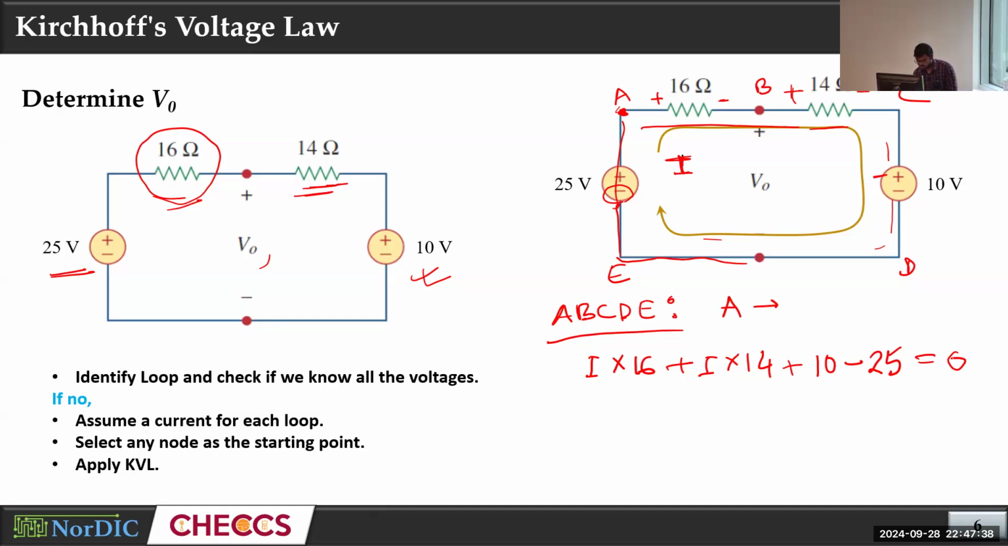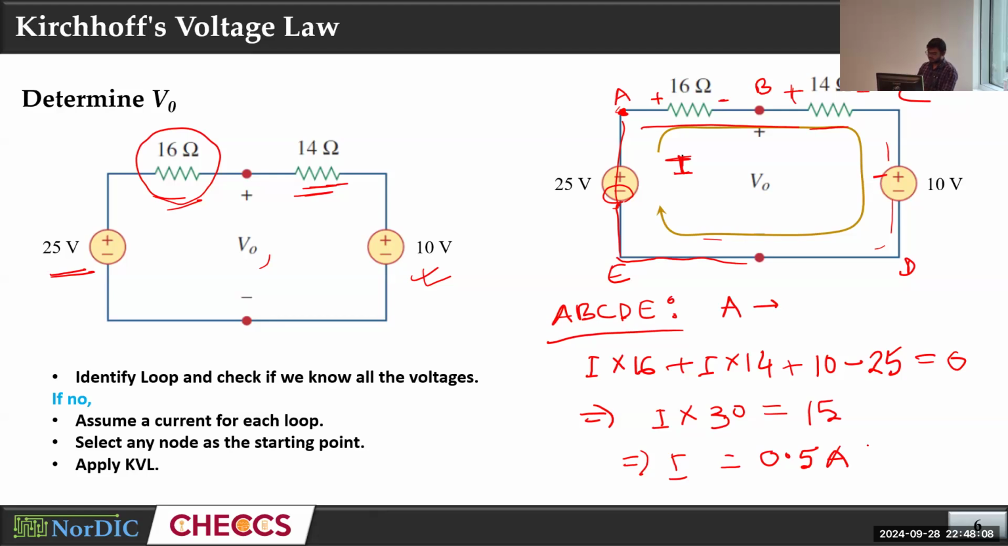From this equation, what can you calculate? I. So from this, we'll have I into 30, and minus 50 will go to the other side, so it will be 15 on the right side. So I will be 15 by 30, so 0.5 ampere. In this equation, the only unknown is I, so you can just calculate I, which is 0.5 ampere.